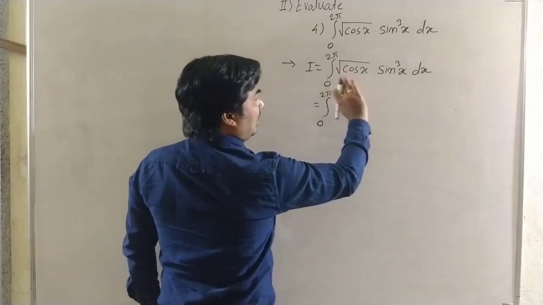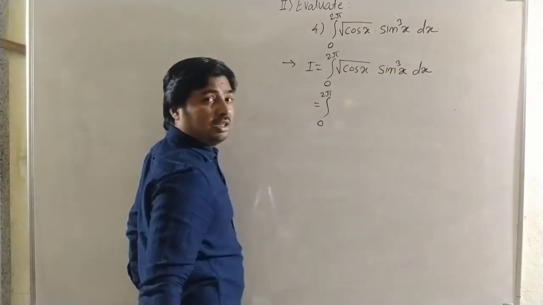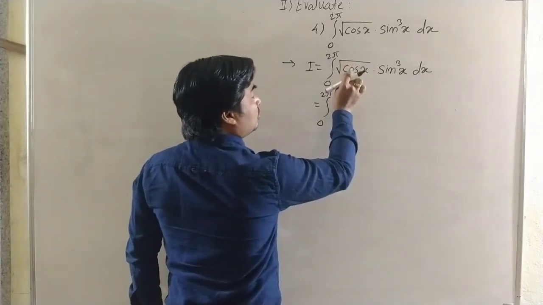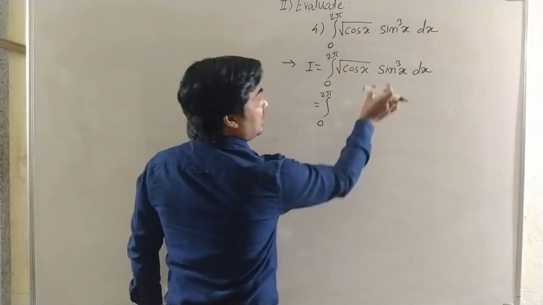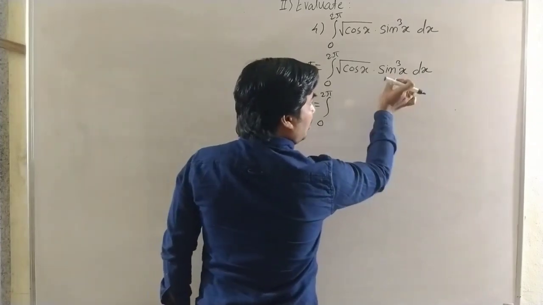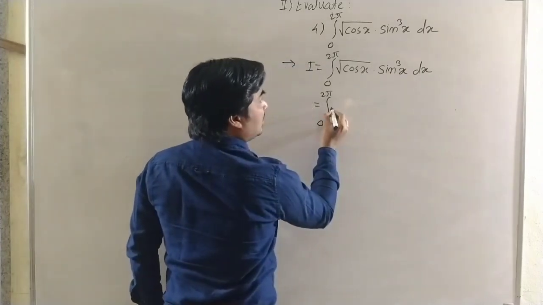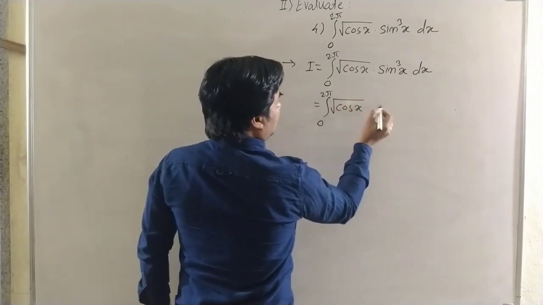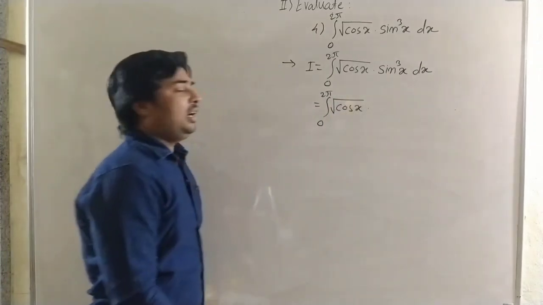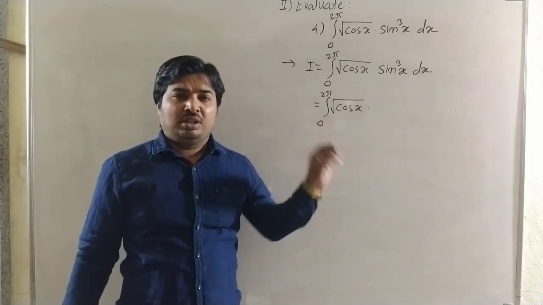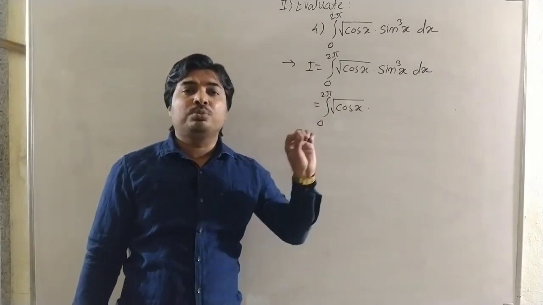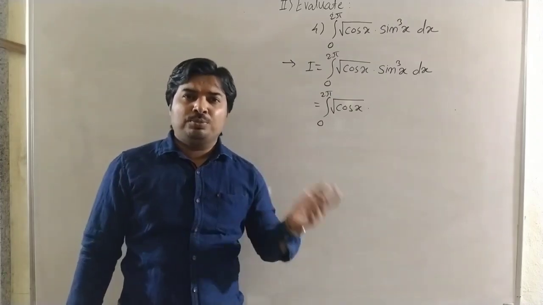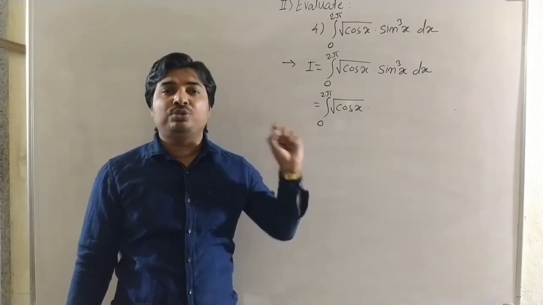Now here we cannot write cos x outside the integral. The derivative of cos x is minus sin x, and here we have sin cube, so we split it as sin square x into sin x. Both sin and cos are composite functions. In the substitution we put the composite function. To find the integral of a composite function we use the substitution method.